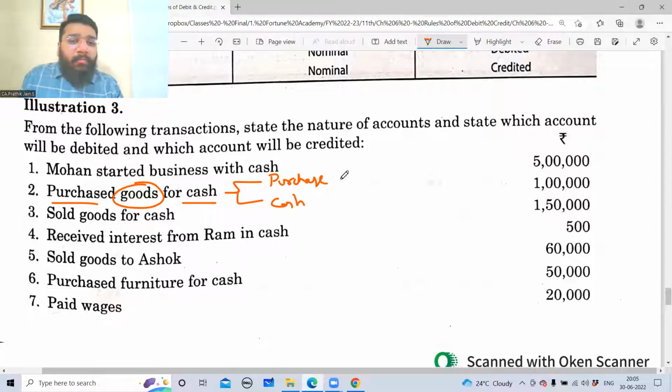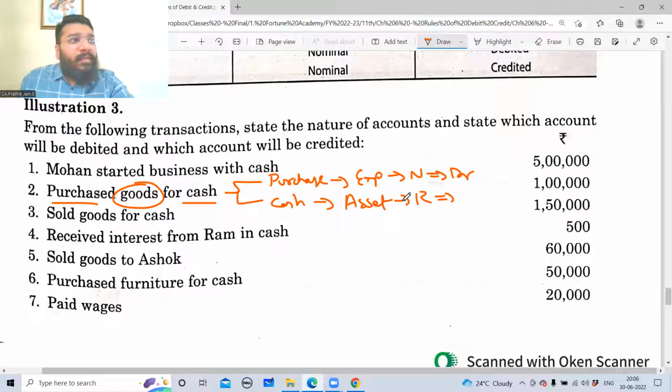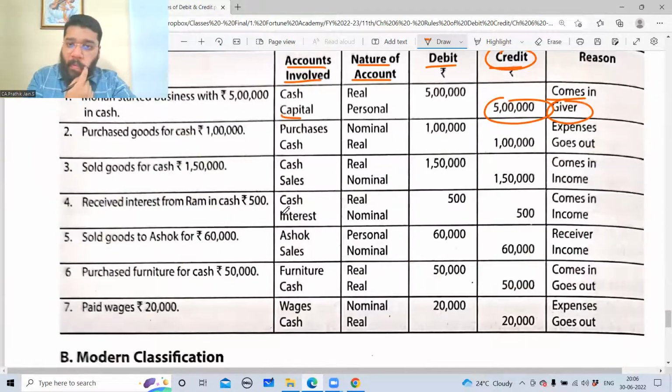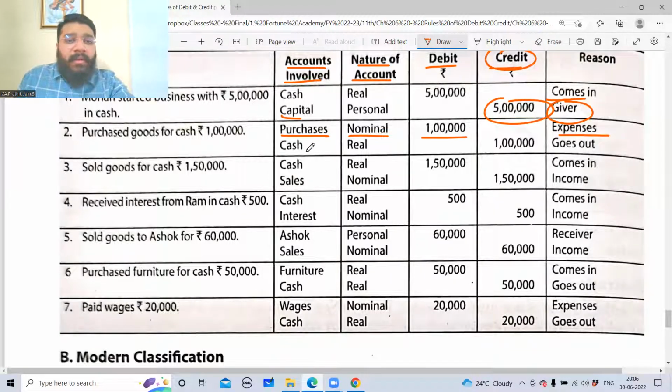Purchase, what is the quadrant? Expense quadrant. Nature is expense. Being an expense, which rule will you look up to? Nominal. And nominal says what? Debit all expenses and losses. Debit. Cash, what nature? Asset. Which rule? Real. Here is money coming in or going out? Credit what goes out. Cash is going out, so credit. Simple. Purchase account, nominal, 1 lakh debited because it is debit all expenses and losses. Cash, real, credited because it is going out. Any difficulty?